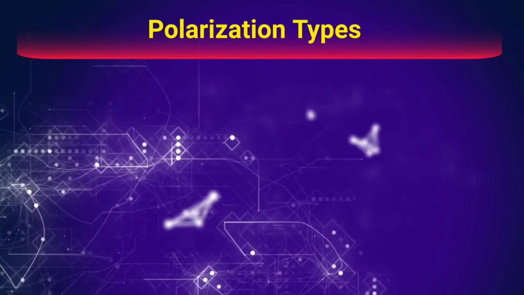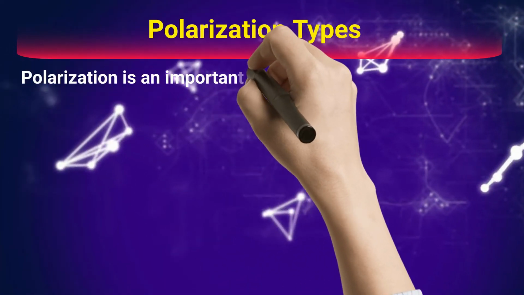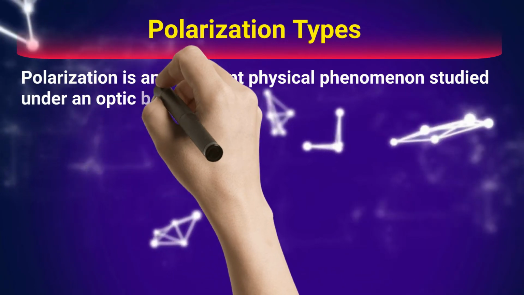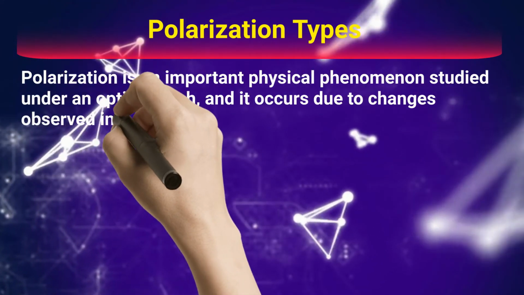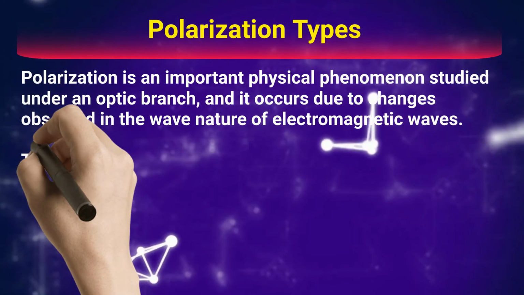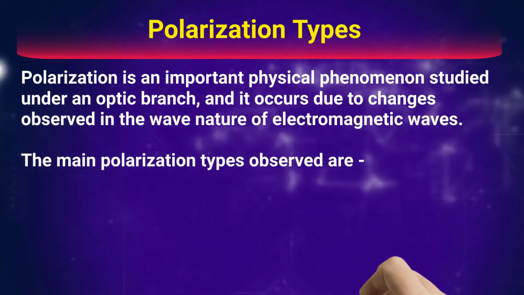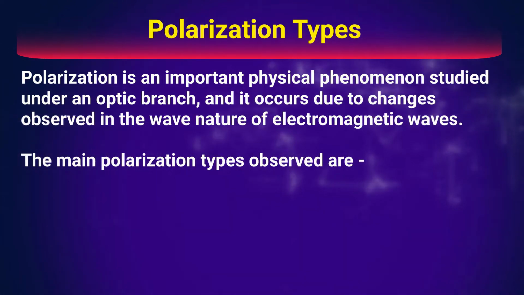Let's start with the objectives of this tutorial. Polarization types. Polarization is an important physical phenomenon studied under an optic branch, and it occurs due to changes observed in the wave nature of electromagnetic waves. The main polarization types observed are linear, circular, and elliptical.